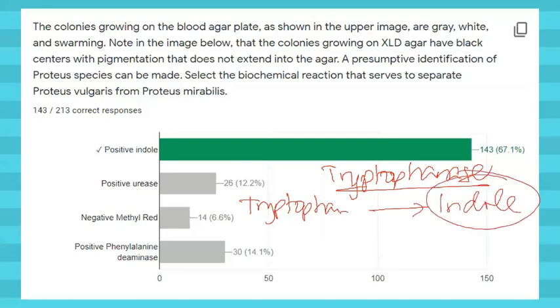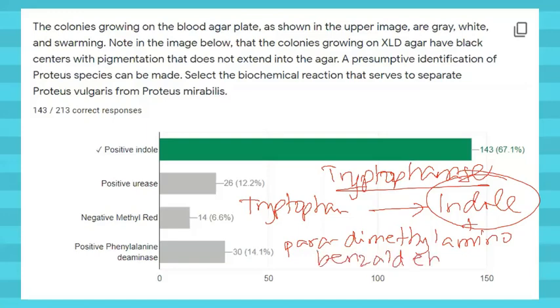Indole will react with para-dimethylaminobenzaldehyde, which is actually Ehrlich reagent. And this will produce a positive result of a red color. Okay, so that's the indole test.